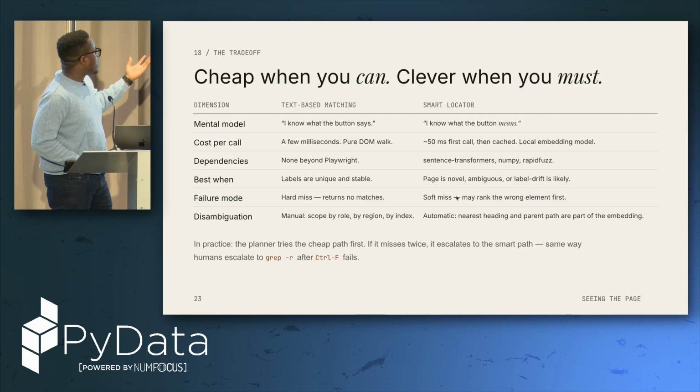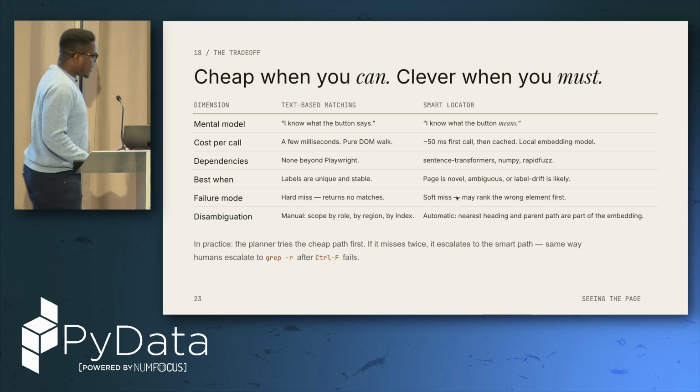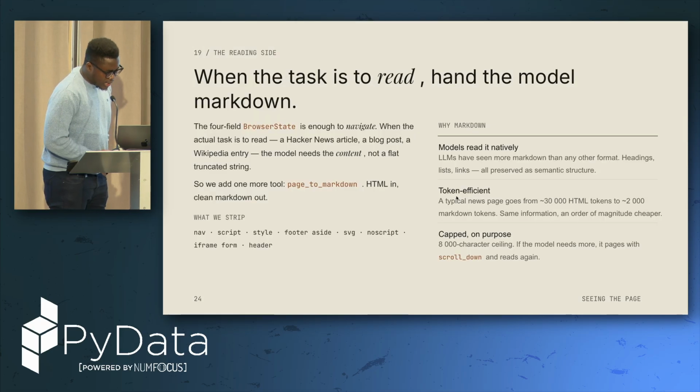The cheap, non-clever approach is better when the labels are unique and stable. But again, we know that these things change. We are dealing with a website, and it changes often. When it's novel and ambiguous, or there's label drift, then we use the smart locator. Then for the failure mode, a hard miss goes to a soft miss. Then yeah, let's just go over this.